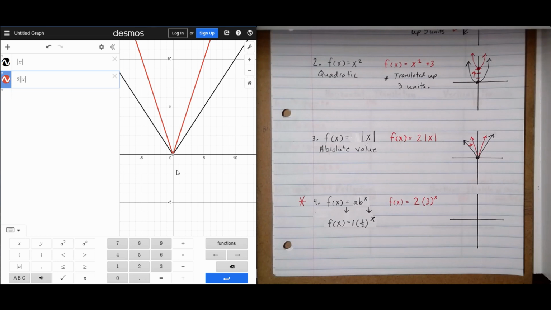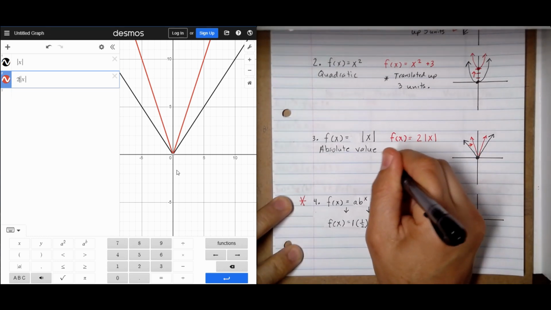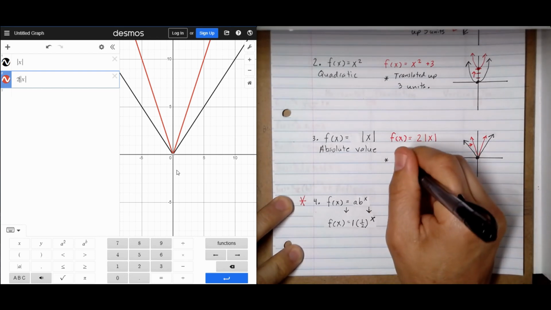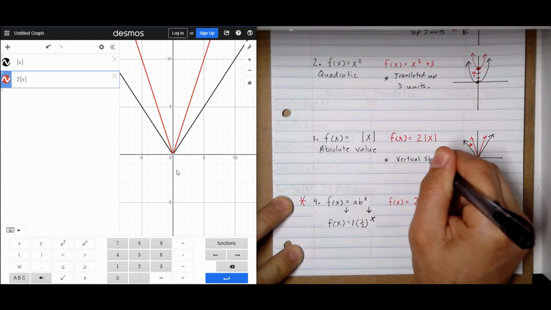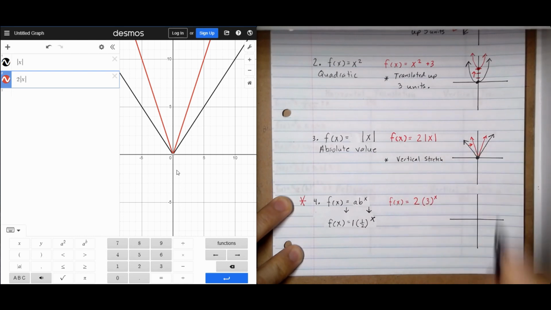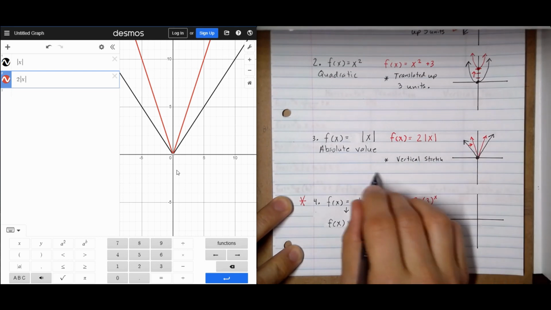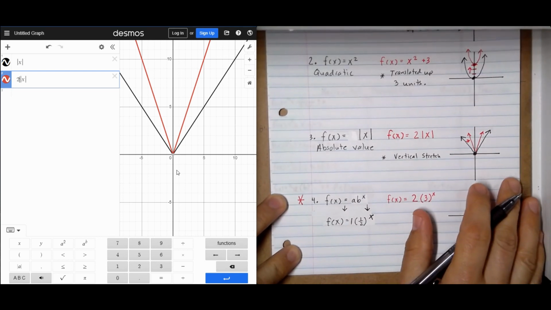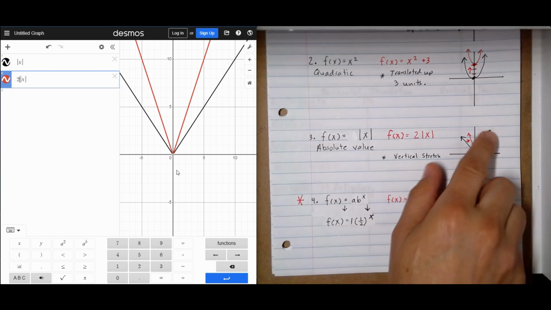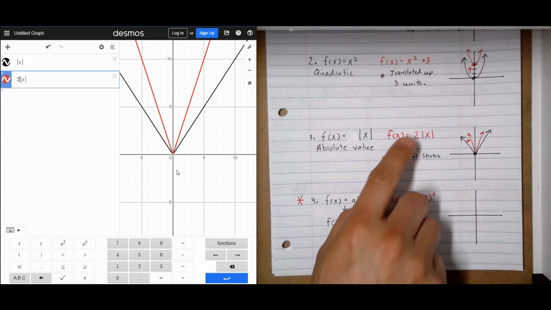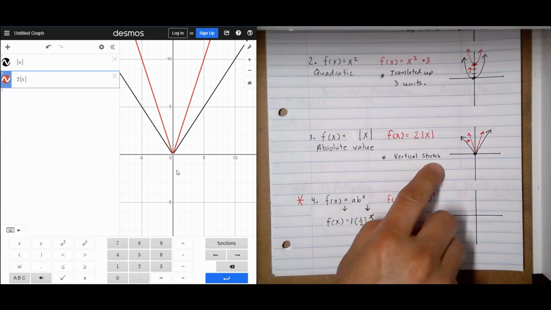And if I were to describe this, I would just go ahead and say vertical stretch, and that would explain it. And it's just that simple. So if somebody asked you what occurred here, what did you see happen? Well, when we multiplied the absolute value of x by 2, we had a vertical stretch.